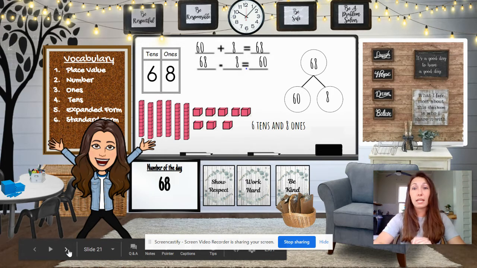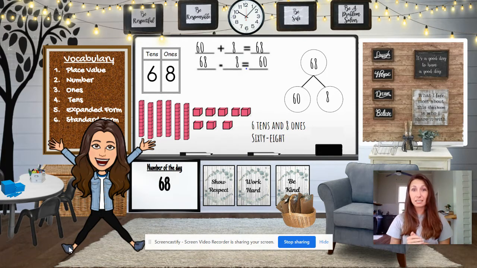Now, another way that you can show the number 68 is by putting it in word form. When you write it out, you say 6 tens and 8 ones. Or you can write it like this, as just the number, 68.